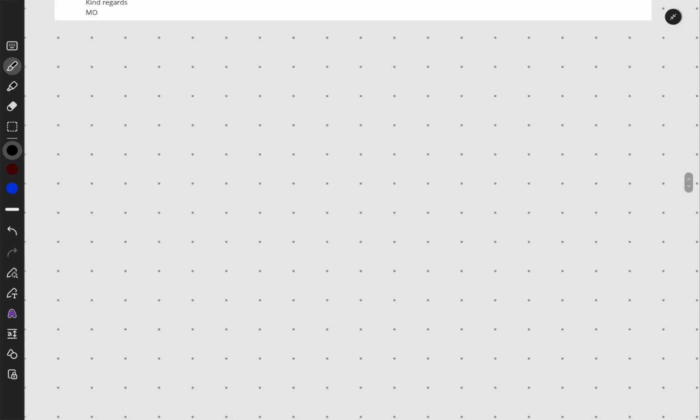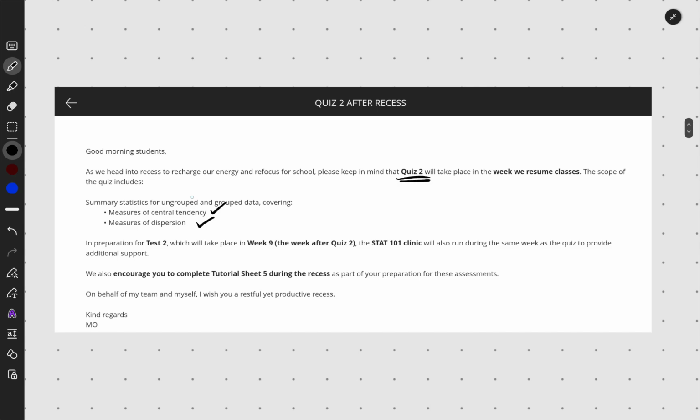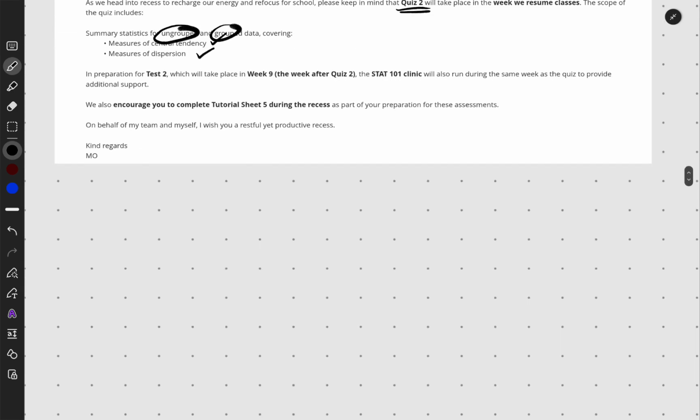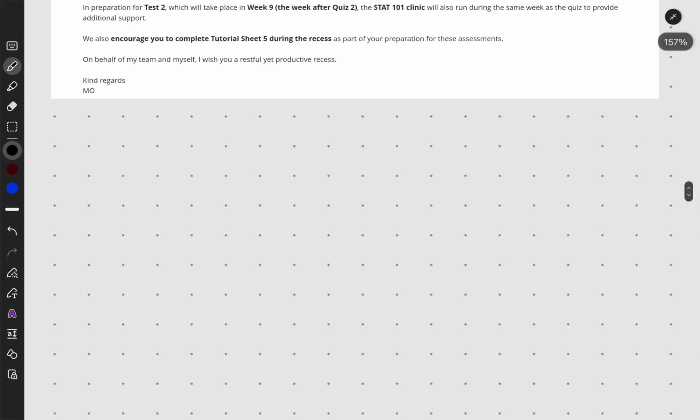Okay, now the thing of it is, first, I'm just going to give you formulas of these two things, because here you can see that they said for ungrouped and for grouped data. So you need to know measures of central tendency for ungrouped data and for grouped data, and you need to know measures of dispersion for ungrouped data and for grouped data. So that is what we want to do. I showed you the message.